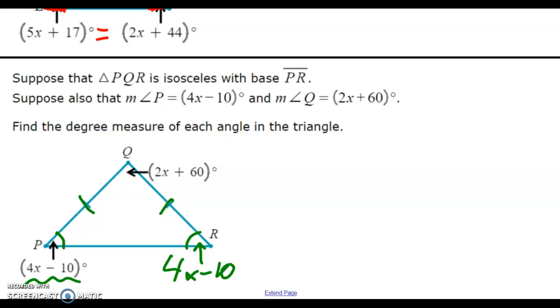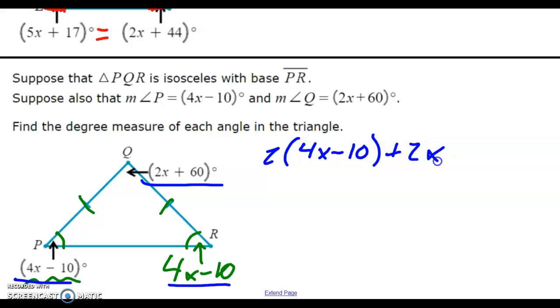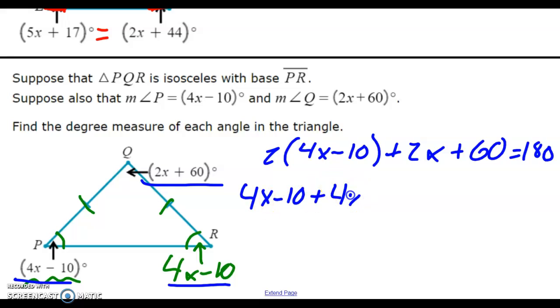But what you can go ahead and do is that all three of these are going to add up to 180. So whether you say that as 2 times 4x minus 10 plus 2x plus 60 equals 180, or if you write it all out right away and just say 4x minus 10 plus 4x minus 10 plus 2x plus 60 equals 180. Either way, either one of those is going to work for your equation to set this up.